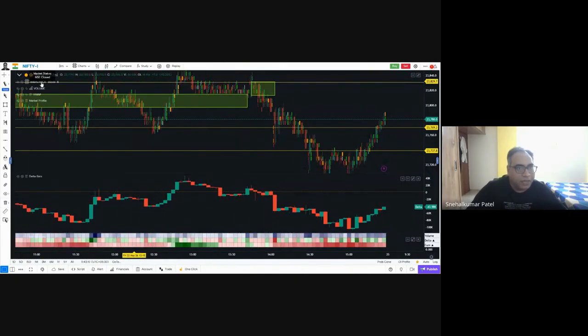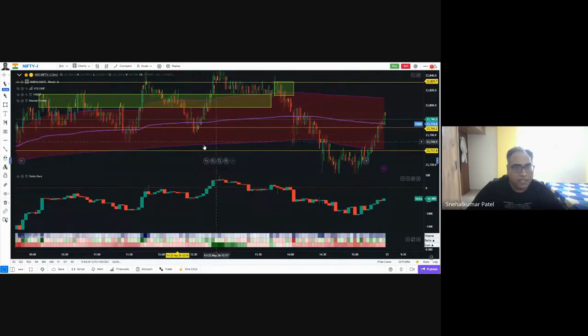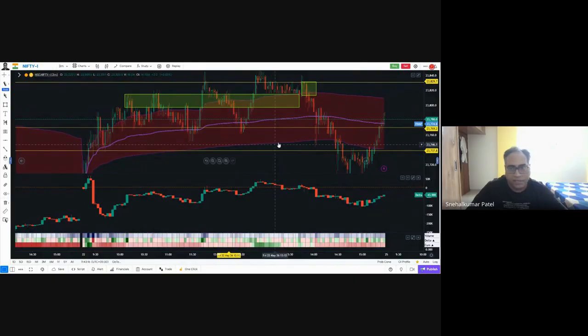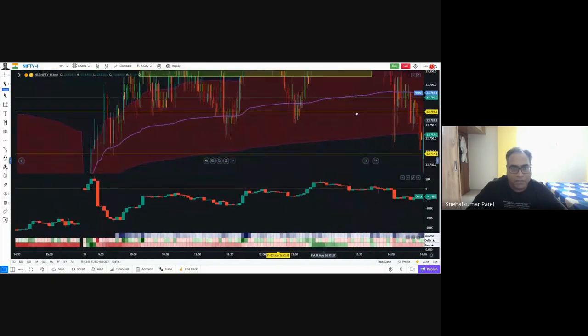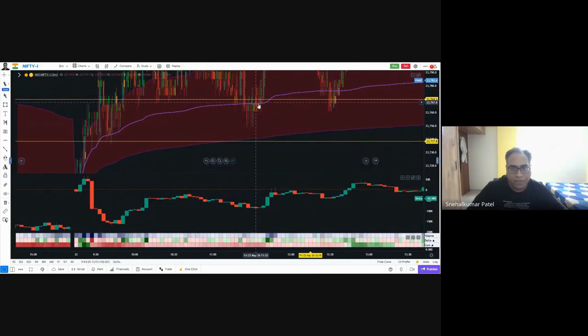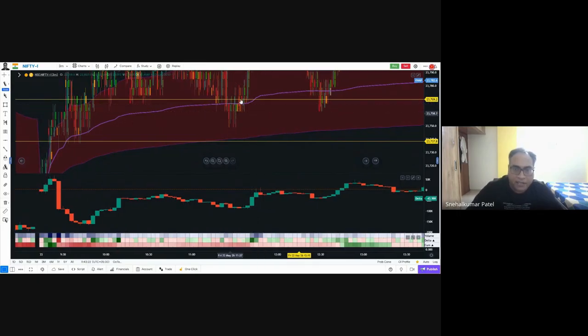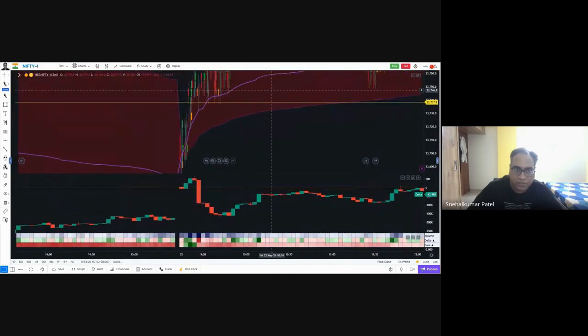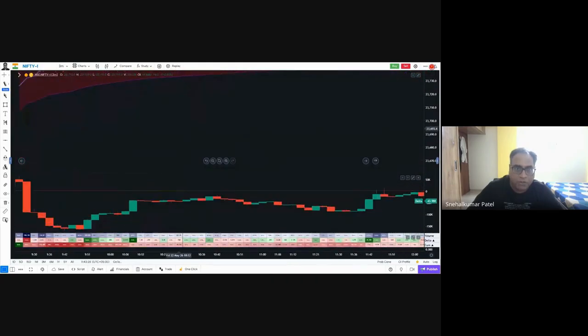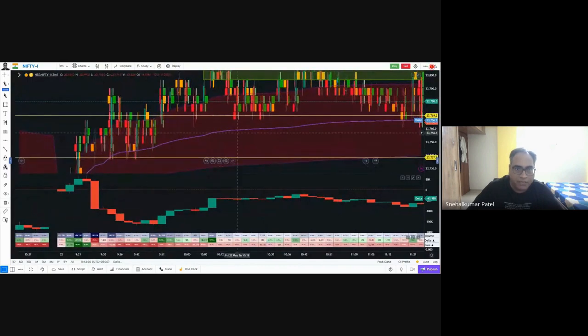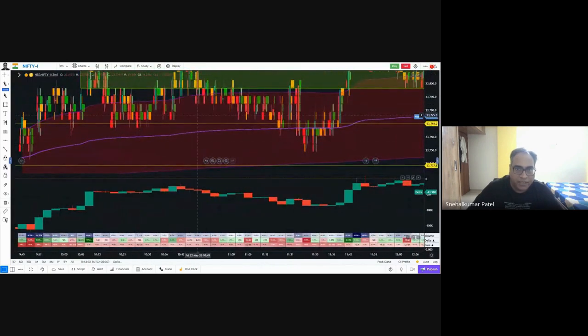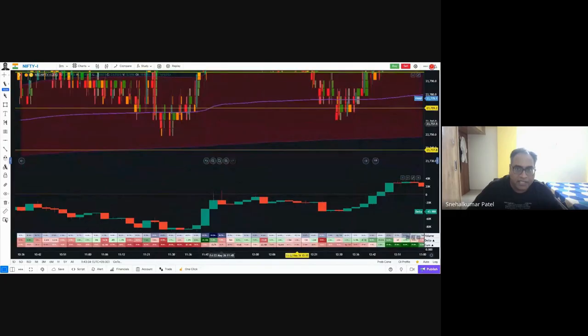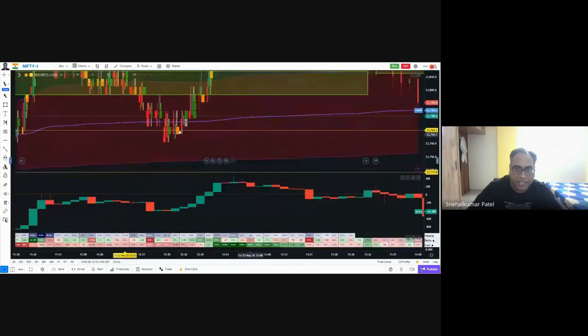I will enable the VWAP here. So when the price is trading above VWAP, VWAP acts as a kind of support or resistance in most cases. If the price is sustaining above the VWAP value, that means the buyers are dominating in the market. If the price is sustaining below the VWAP, that means the trend is weakening.